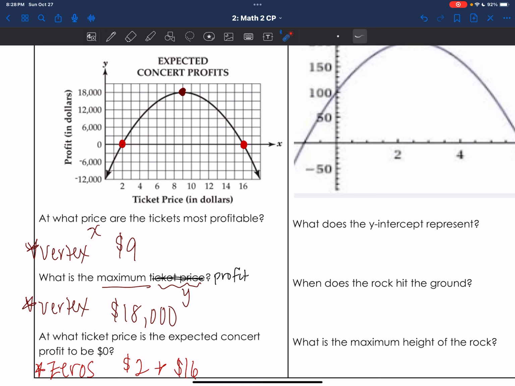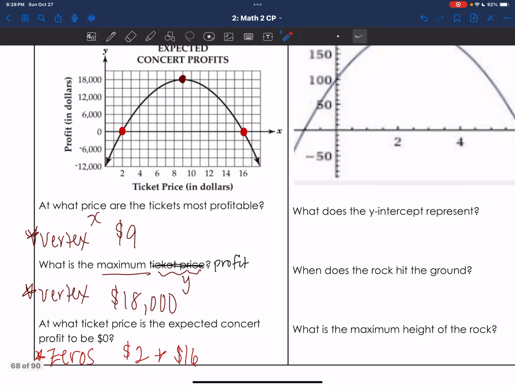And then it says, what is the maximum, and cross this out, and I want you to write profit instead. What is the maximum profit? Because this is your Y, which is profit. So again, for maximum profit, we're going to go to our highest point, and it's $18,000. Now, at what ticket price is the expected concert profit to be 0? Well, then it makes sense to look at your x-intercepts, because those are your zeros. And here, it's at $2 and $16.